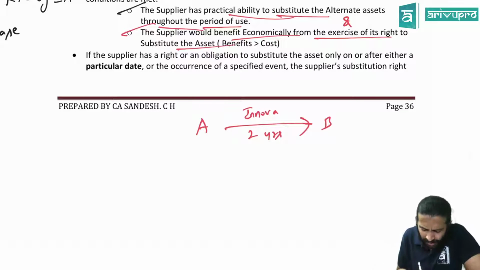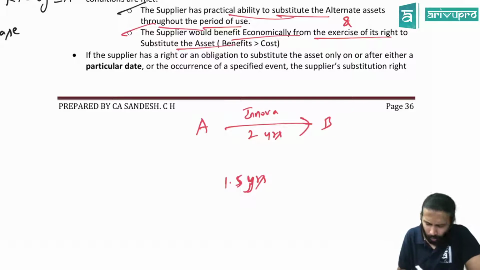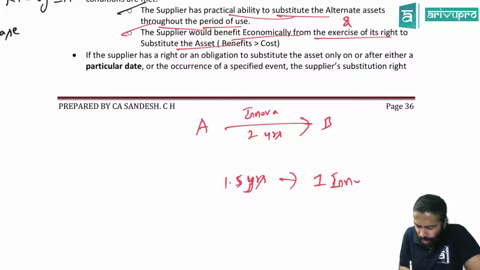No, sir. Let's say the car broke down after 1.5 years. Okay, fair enough. For the first year, B Limited did not have any Innova. When we entered into the contract, he had only one Innova. The car broke down after 1.5 years. Within that 1.5 years, B purchased one more Innova. That means he has 2 Innovas now.